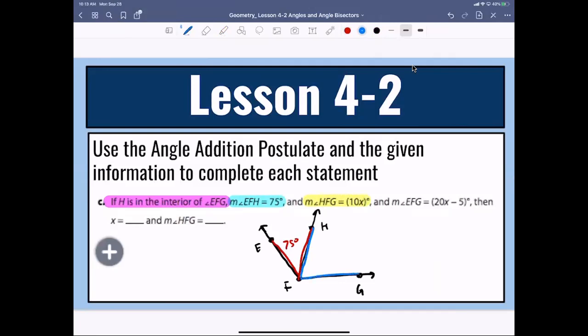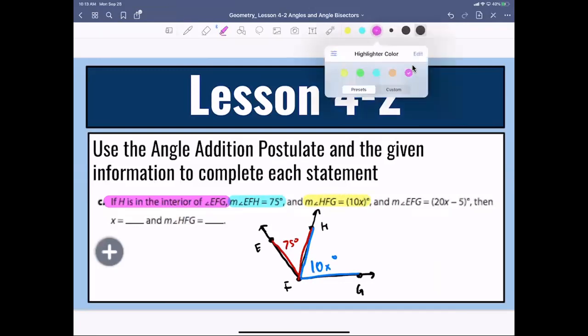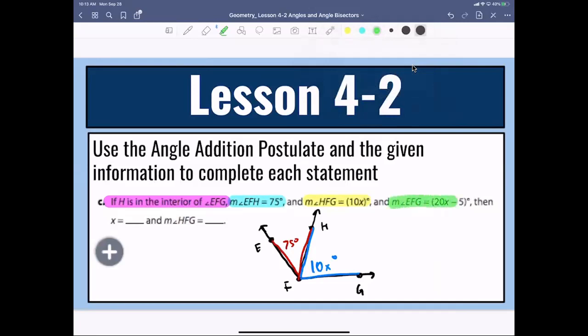HFG is going to be equal to 10x degrees. And then we have one more statement here actually. And I guess we'll use green. It says the measurement of EFG is 20x minus 5. So we're saying that this whole thing is 20x minus 5 degrees.